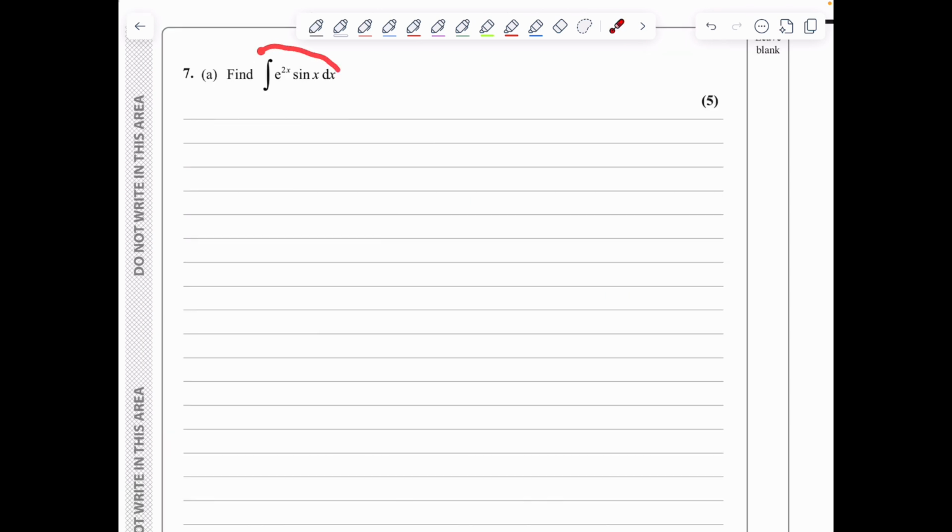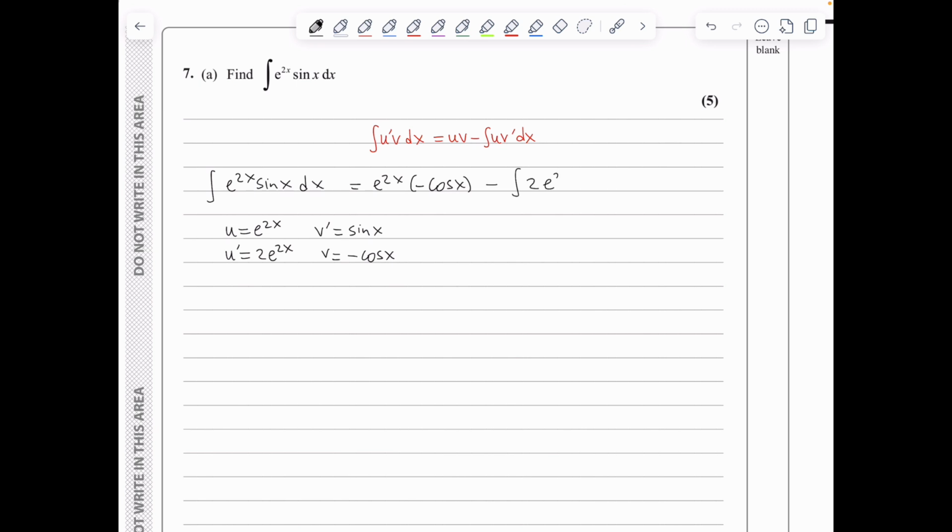In 7a, we're asked to find the integral of e to the 2x sine x dx, and we recognize this as integration by parts. So the rule says that the integral of u dash v is uv minus the integral of uv dash. So we're looking at the integral of e to the 2x sine x dx. I will be setting u to be e to the 2x and v dash to be sine x. This means that u dash will be 2e to the 2x and v is minus cos x. So we're looking at e to the 2x times negative cos x minus the integral of 2e to the 2x times minus cos x dx.